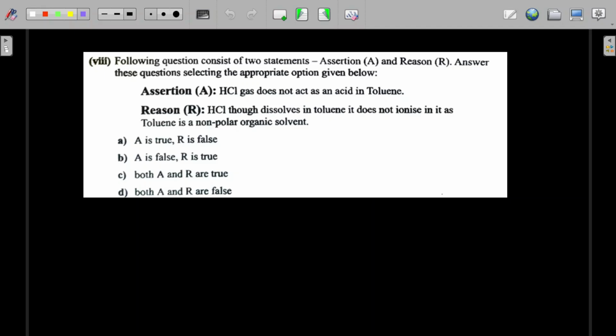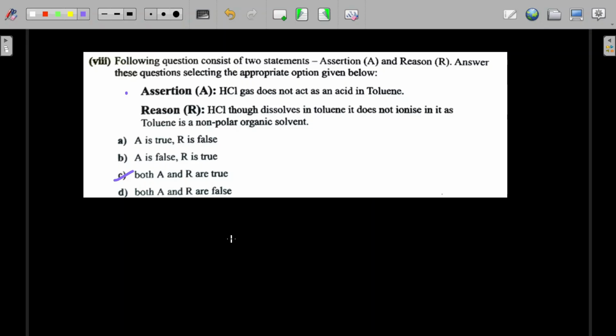Okay, so both are true. Both A and R are true. Here the option should be whether R is the correct explanation or not. So here, yes, R is the correct explanation. Both A and R are true and R is the correct explanation of A.